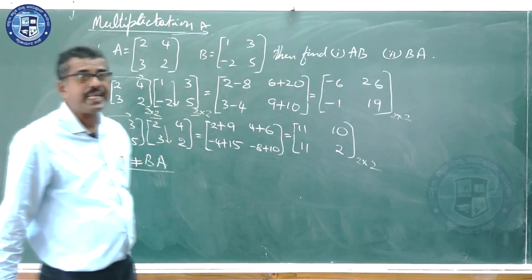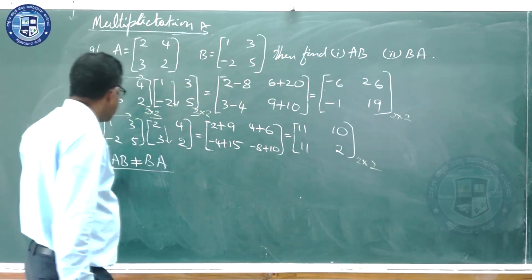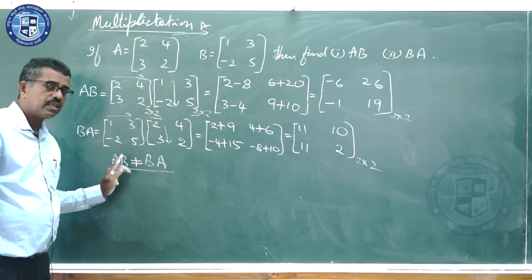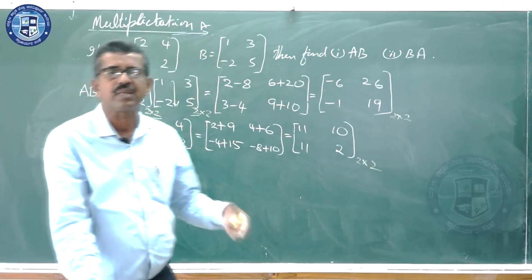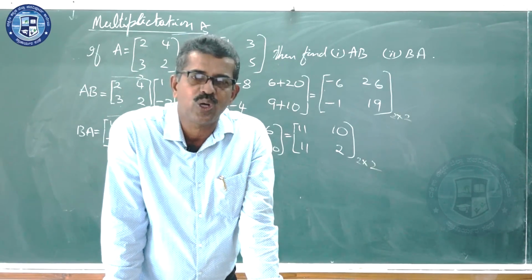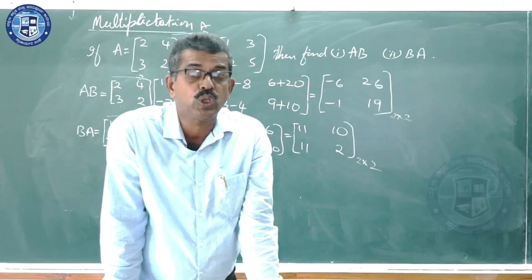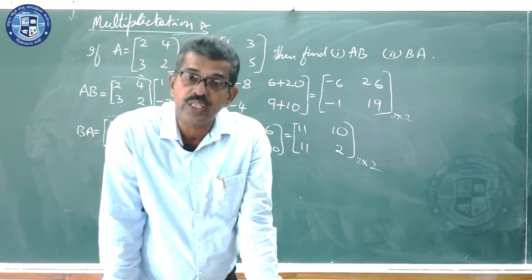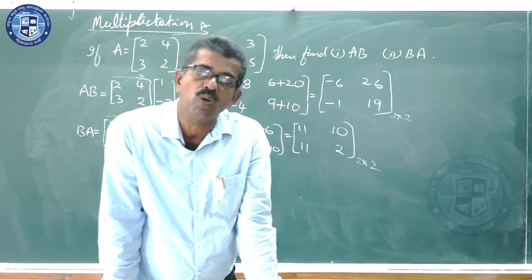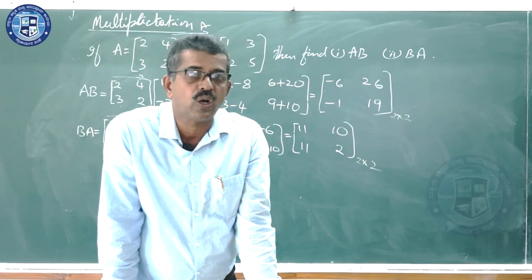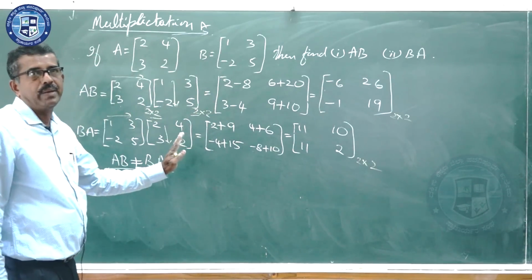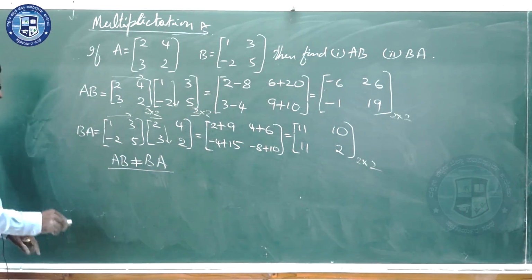AB is not equal to BA. So this will be the indication that gives you the idea that matrix multiplication is not commutative. Commutative means, in the case of addition of matrices, the matrix addition is commutative because A plus B will always be equal to B plus A whenever their orders are the same. But A into B is not equal to B into A. Therefore, matrix multiplication is not commutative.